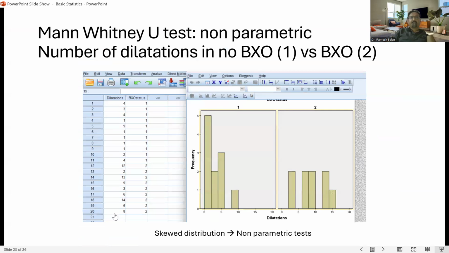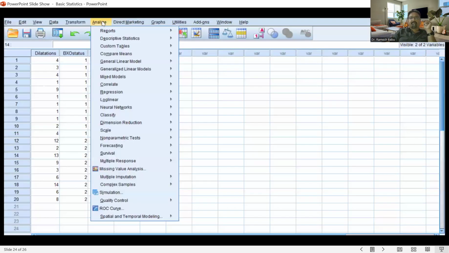Here, the Mann-Whitney test. This is the test to compare non-parametric data. Here, the number of dilatations needed in patients with BXO and without BXO. Each one is coded as 1 and 2, and this is the number of dilatations needed. If you look at this, a simple way of looking at it, this is skewed data. So we need to do a non-parametric test, the Mann-Whitney test.